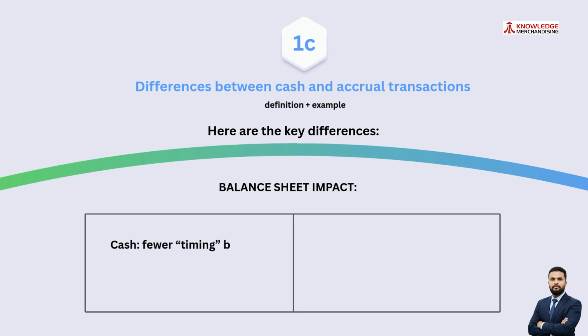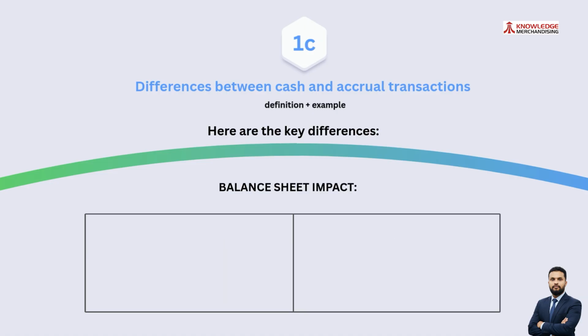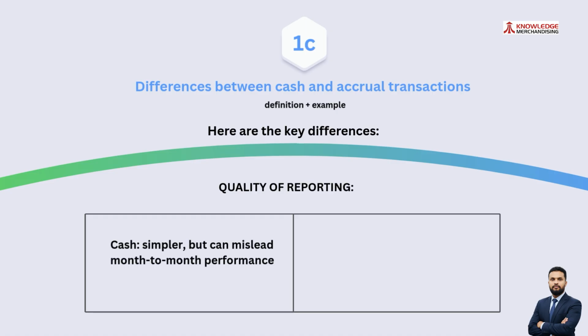Balance sheet impact, cash: fewer timing balances, debtors, creditors often missing. Accrual shows receivables, payables, accruals, prepayments, deferred income. Quality of reporting, cash: simpler but can mislead month-to-month performance. Accrual: more accurate measure of performance for a period.